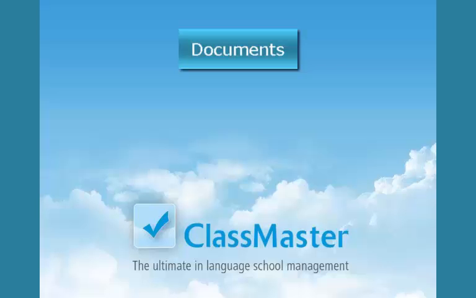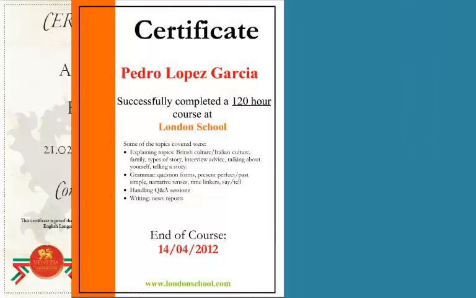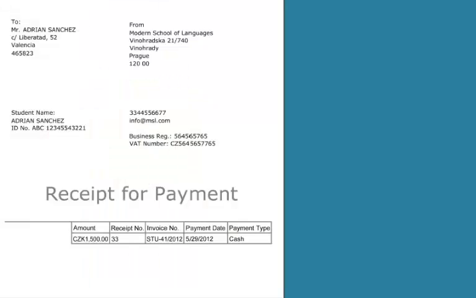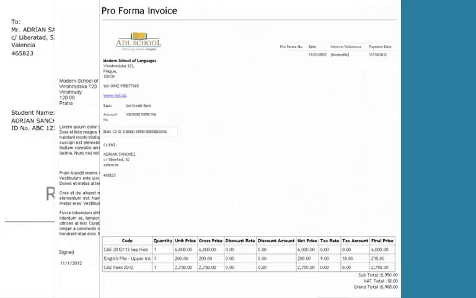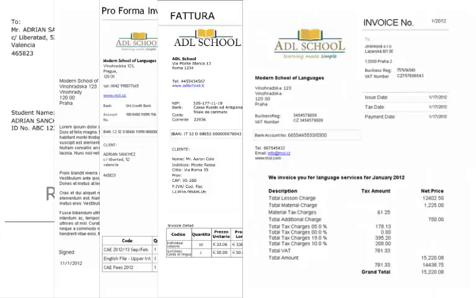Documents. ClassMaster can generate all kinds of documents with your own design or from our templates. Here are some examples. Student certificates, assessments, receipts, contracts, pro forma invoices, student invoices, and company invoices. And remember, ClassMaster comes with unlimited online storage for all your documents.